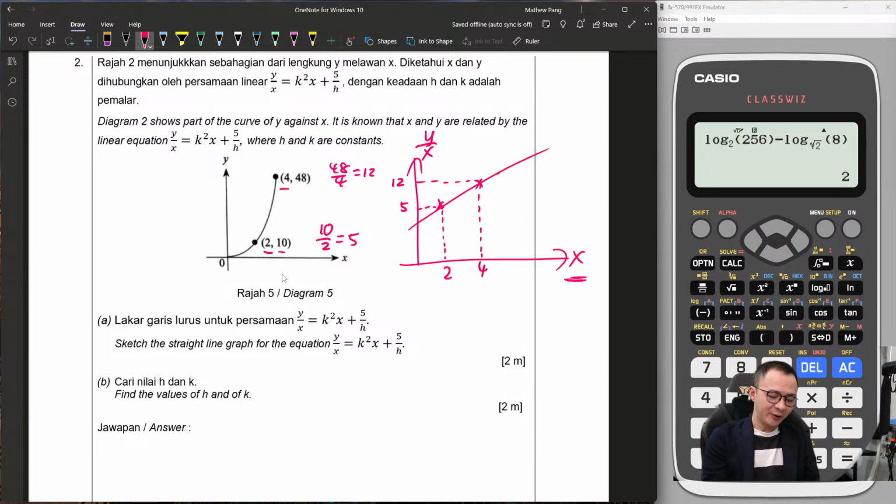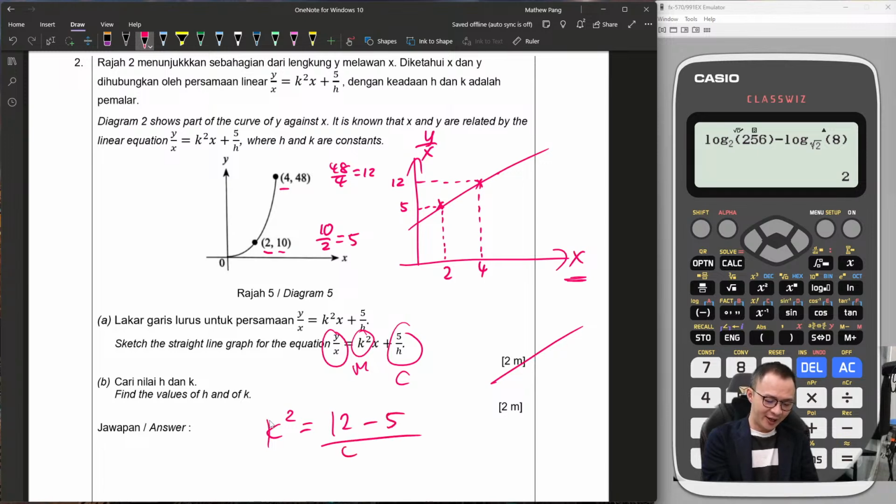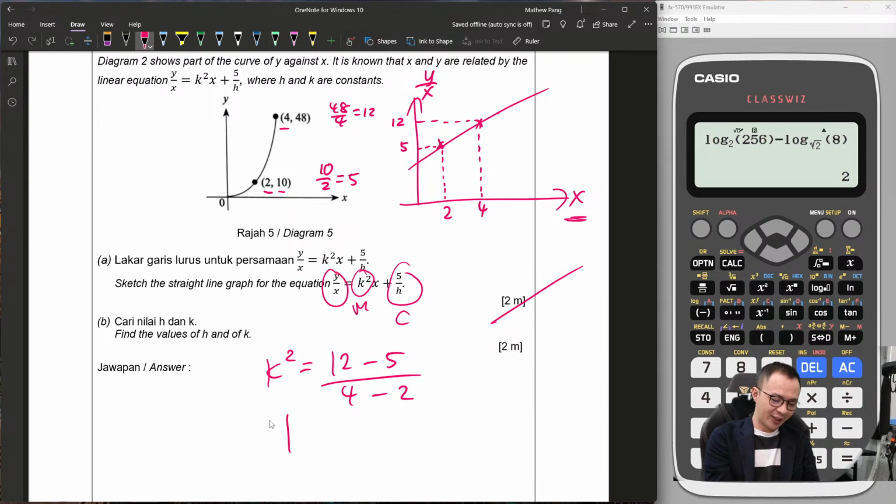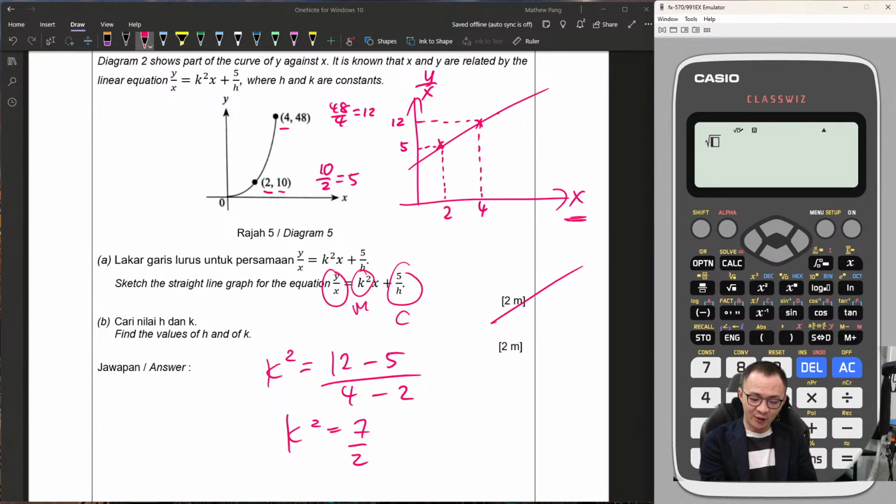And then from there, y equals mx plus c. I already sketched a graph, I did not get 2 marks. I can easily know that my k squared is the gradient, isn't it? If k squared is the gradient, it's very easy. We can use the gradient formula: change in y over x divided by change in x. So my k squared should be 7 over 2. So my k is just the square root of 7 over 2, isn't it?